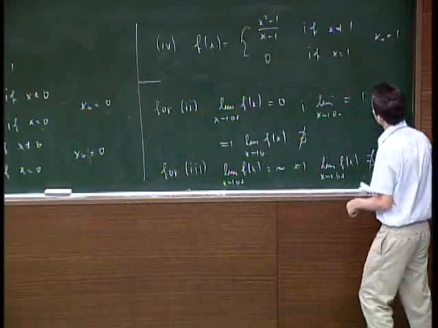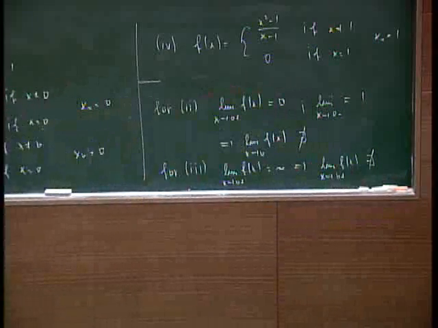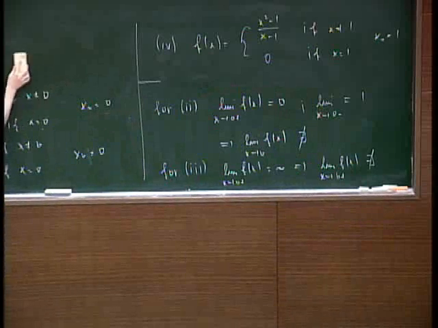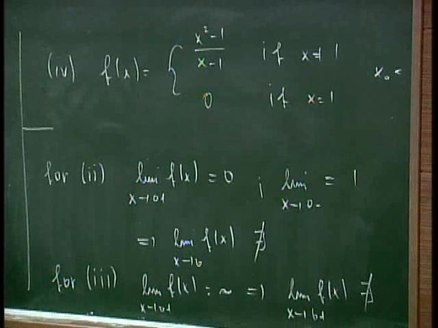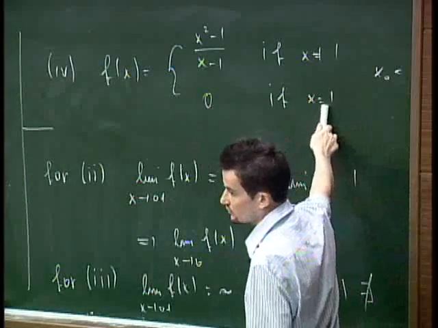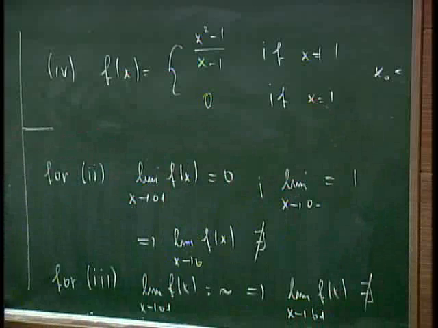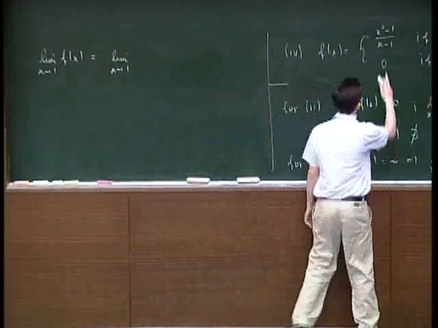And now finally, for this function, you see the first requirement is satisfied, namely the function is defined at 1, so no problem. Now the second requirement: if we look at the limit of f of x as x tends to 1, this is the limit of the function, which now becomes x plus 1.